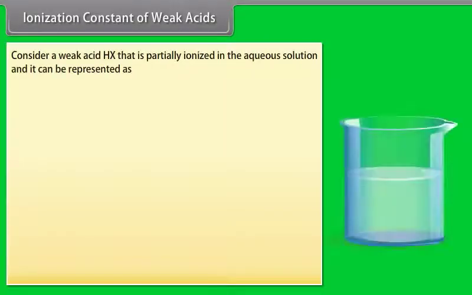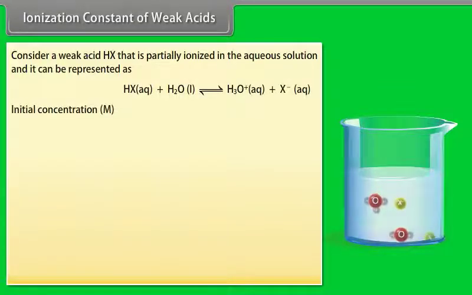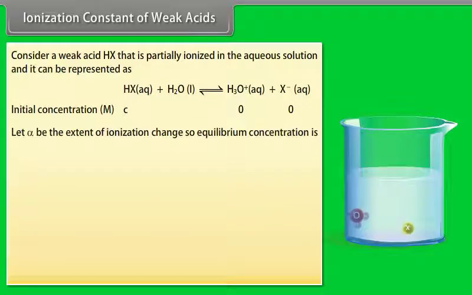Ionization constants of weak acids. Consider a weak acid HX that is partially ionized in aqueous solution, and it can be represented as follows. Let the initial concentration of HX be C. Let alpha be the extent of ionization. So the equilibrium concentration of HX is C minus C alpha. The H3O plus equilibrium concentration is plus C alpha, and the X minus equilibrium concentration is plus C alpha.